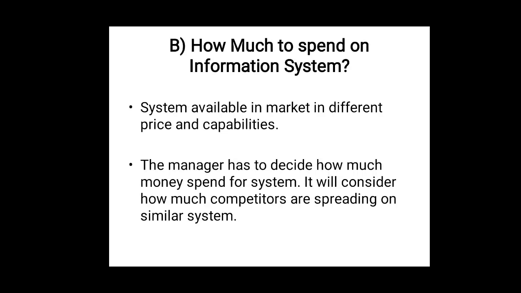Then next challenge, how much to spend on the information system. When the need for an information system is clear, the next important decision is how much to spend on the system. Systems available in the market will have different prices and capabilities, and systems built in-house by the firm will have their own internal cost estimation. So the manager has to decide how much money has to be allocated for the system and in what manner. This is usually referred to as the budgeting decision. So these are all about how much to spend on the information system.